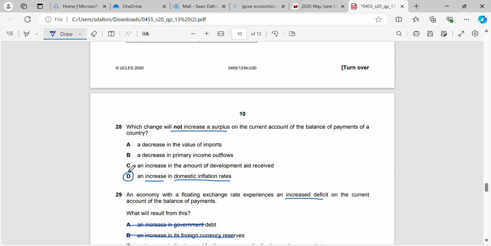An increase in the amount of development aid received will increase the secondary income balance, which would increase the surplus. A decrease in primary income outflows would increase our primary balance, which would increase that component of the balance of payments, and a decrease in the value of imports. Again, what would that do? That would increase the surplus in terms of how much imports are actually coming in.